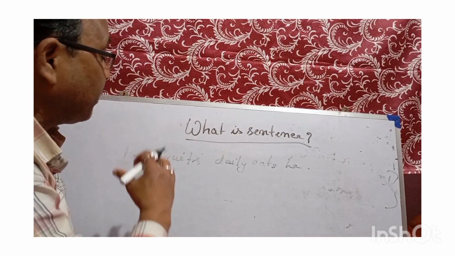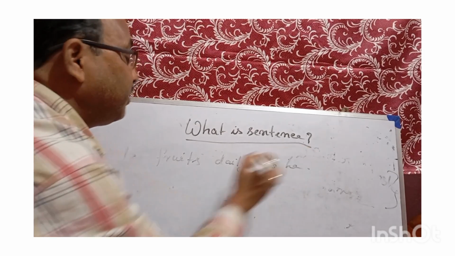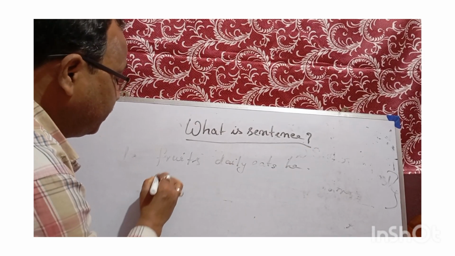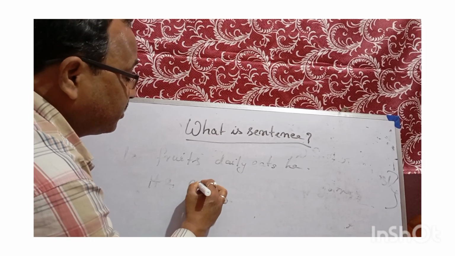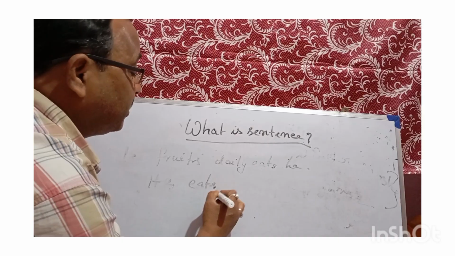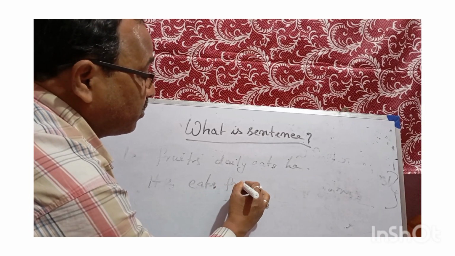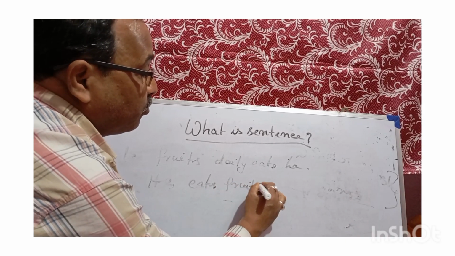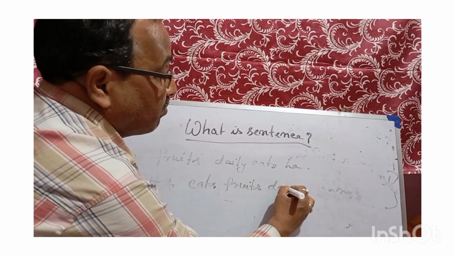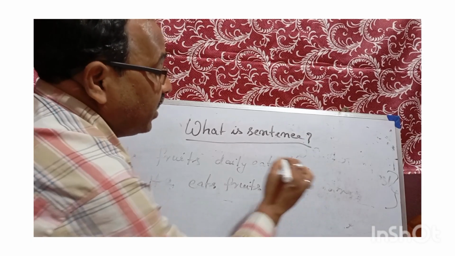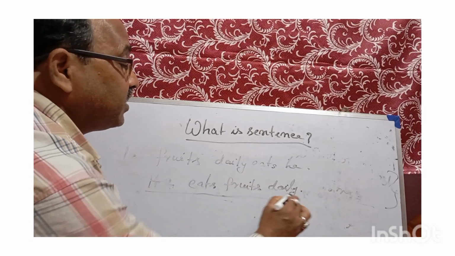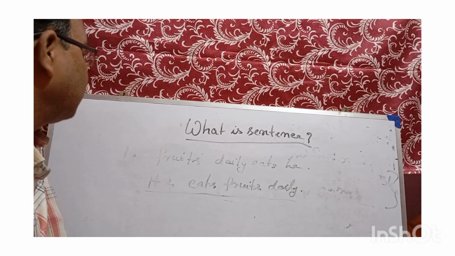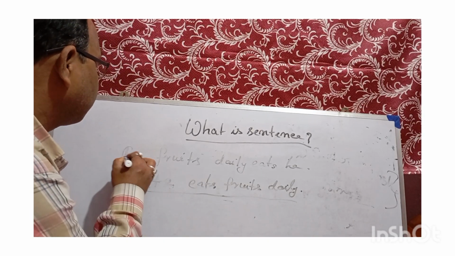I am writing it correctly: He eats fruits daily. That means it has a complete meaning, so it is a sentence. Okay. Next, I am giving another example.